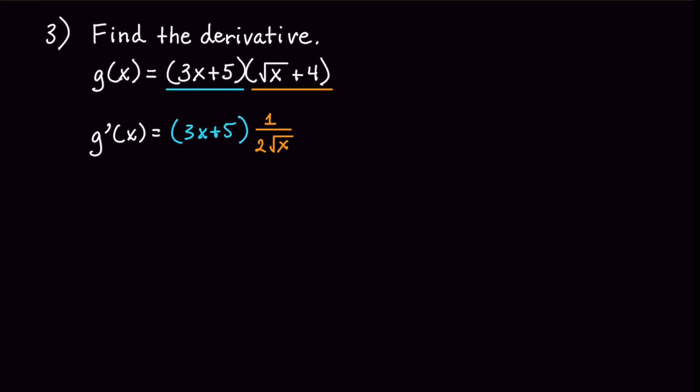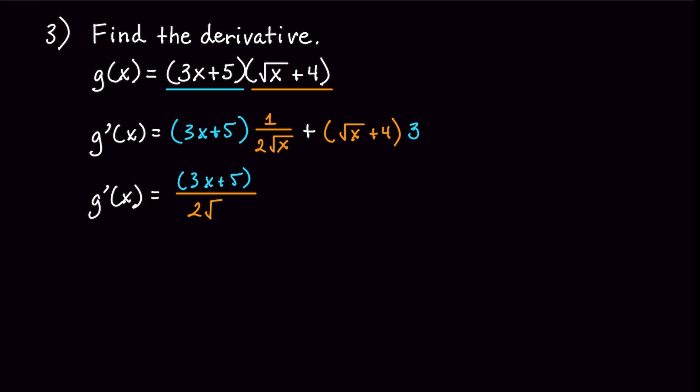And we're going to add the second function, which is the square root of x plus 4, times the derivative of the first function, which is just 3 because the 5 is a constant. Derivative of 3x is 3. And when we combine everything together, we get g prime of x is equal to 3x plus 5 divided by 2 times the square root of x.